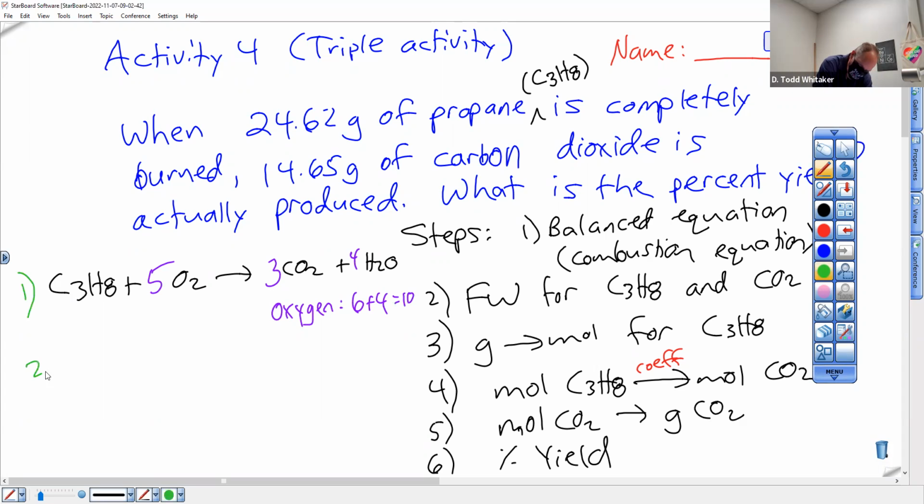Step 2. Formula weight C3H8. Formula weights from the periodic table, units, grams per mole. I'm giving myself a tick mark. 3 times carbon. This is for C3H8. 3 times 12.01 plus 8 times 1.008 equals 36.03 plus 8.064.